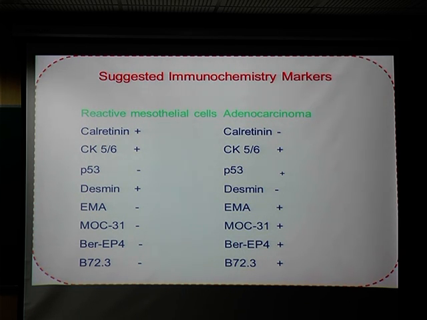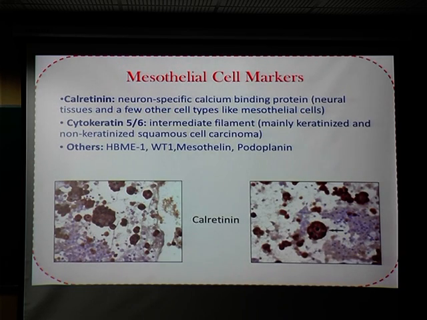Now we know carbapenem, CK5-6, they are all non-specific stains. They can be positive in both the scenarios. Desmin, as Dr. Pangarkar said, it's positive in the reactive mesothelial cells and it is negative in the adenocarcinoma cells. And then you have a host of these epithelial markers, EMA, MOC31, BER-EP4 and B72.3, which help to tell you that this is adenocarcinoma.